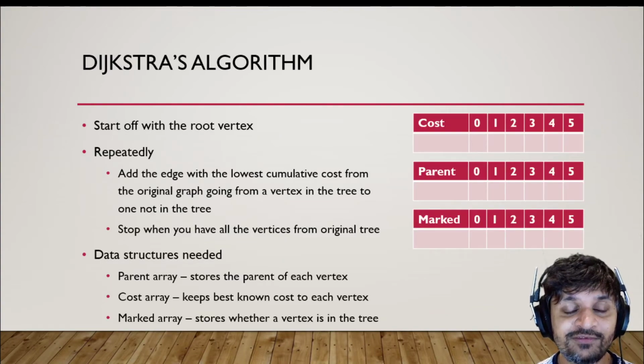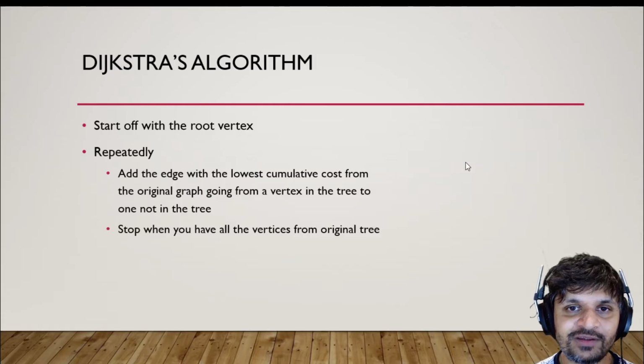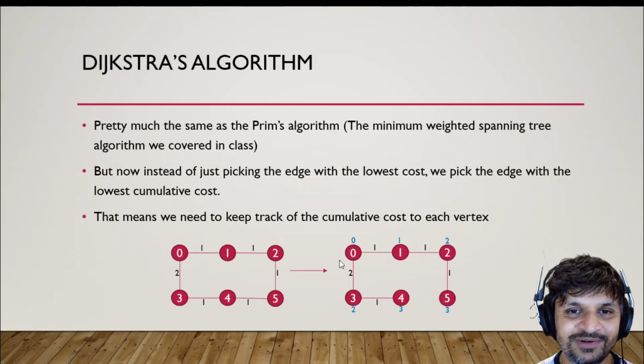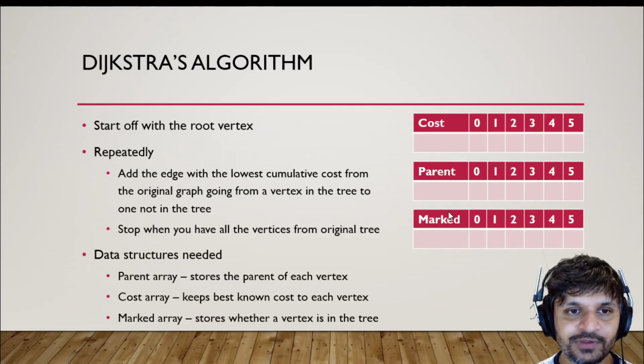So we're going to need some data structures. The first one is we need a parent array. That fundamentally stores the answer. If you remember from the first lecture on trees, the parent array is our representation of a tree, right? It's just how we keep track of what edges are in the tree. We need a cost array, and this is basically keeping these blue numbers, right? It's keeping the cost of getting to the vertex, okay?